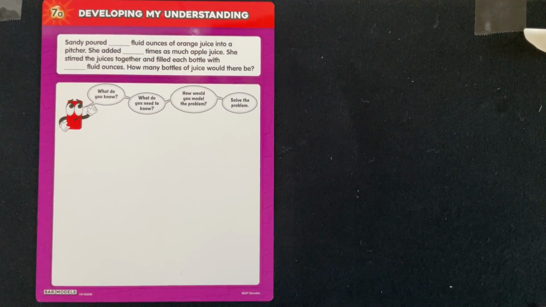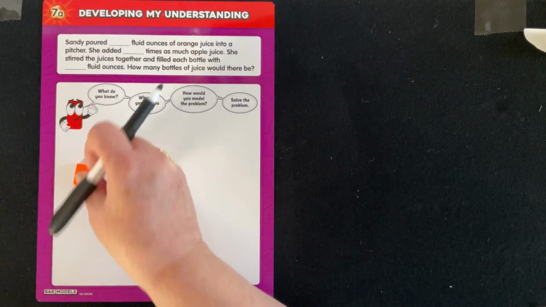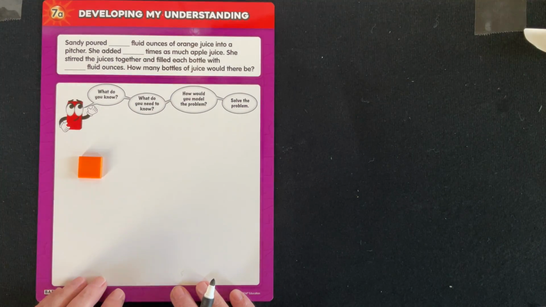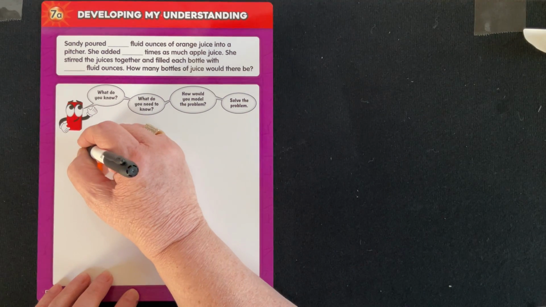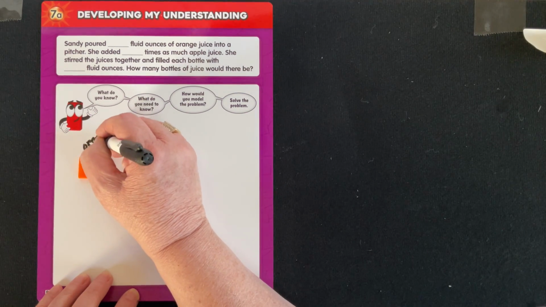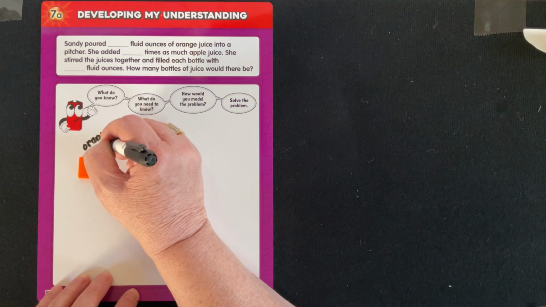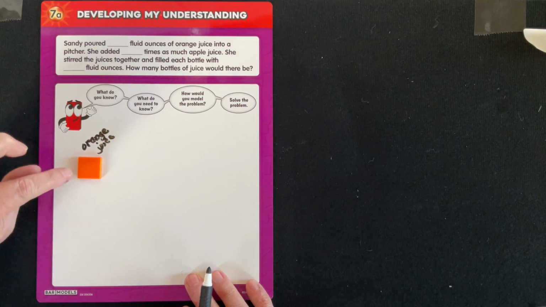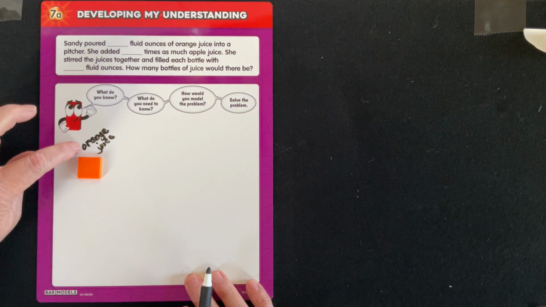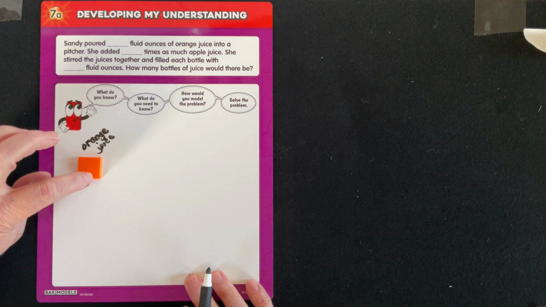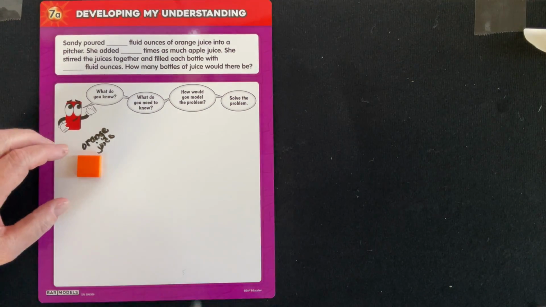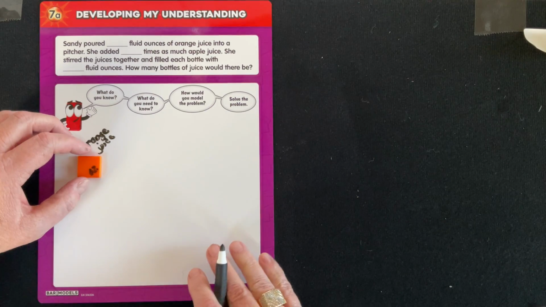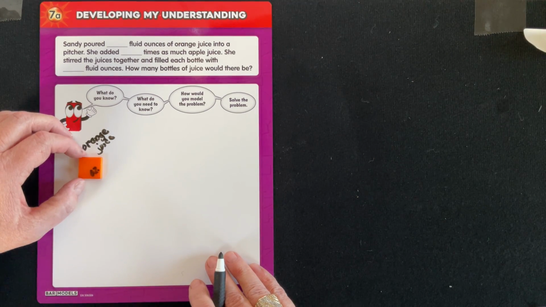We know that Sandy had some ounces of orange juice. So let's let this orange bar represent the orange juice. Now at this point, we don't know how many ounces. So what we know is that this orange bar is going to not only be orange juice, but it's going to be ounces inside here. So I'm just going to put a little OZ here. But I don't know how many ounces of orange juice yet.